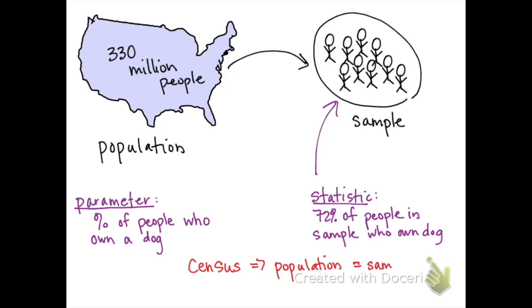the sample. Okay, so it's usually easier, costs less money, and much less time to take a sample, survey that sample, and come up with a statistic rather than a parameter. But they do parallel each other in the idea that it is a numerical measurement about either a population or a sample.